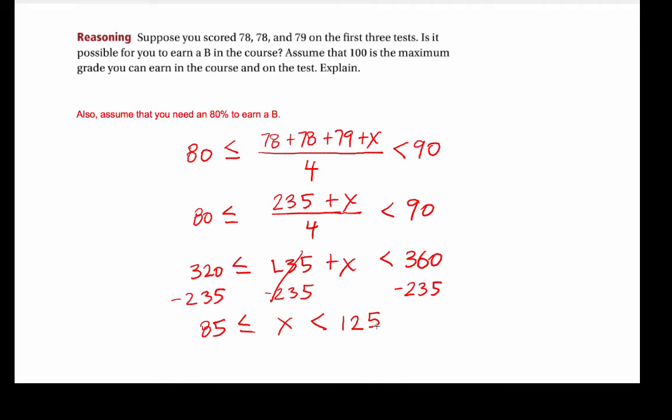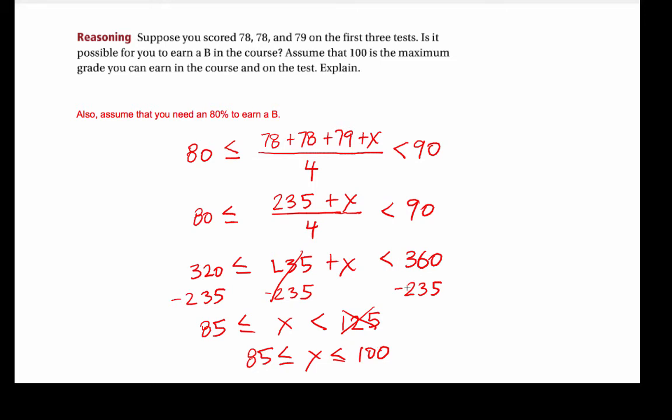Is it possible for you to earn a B? Well, this statement here that we just came up with says you have to get at least an 85. Now, mathematically, it says up to a 125, but we know that this is not realistic unless your teacher gives you a ton of extra credit on the test. It's safe to assume that our score has to be between 85 and 100 to get the B. So it's possible. You just have to get an 85 or higher.